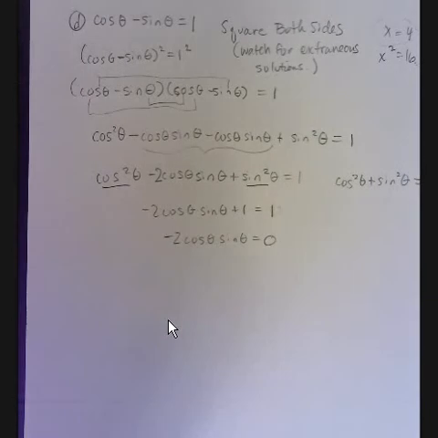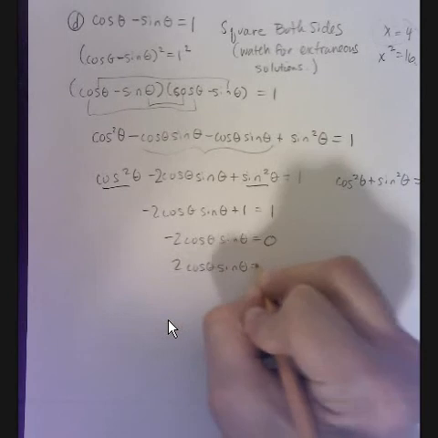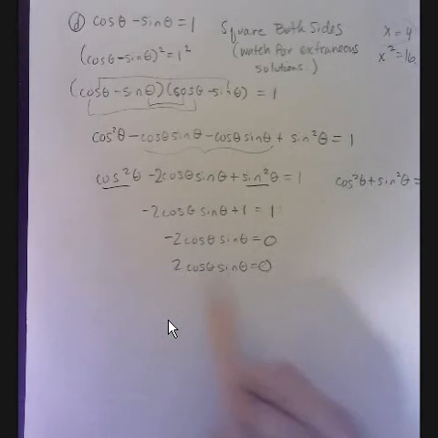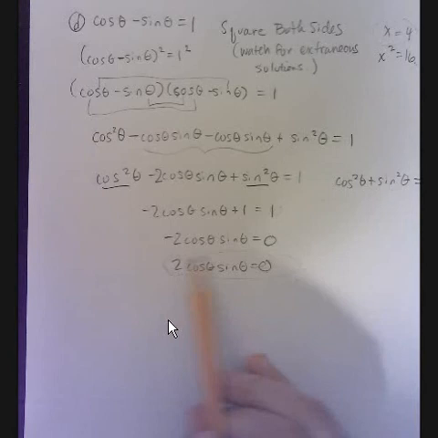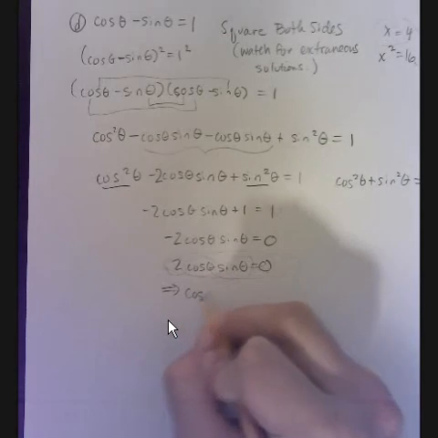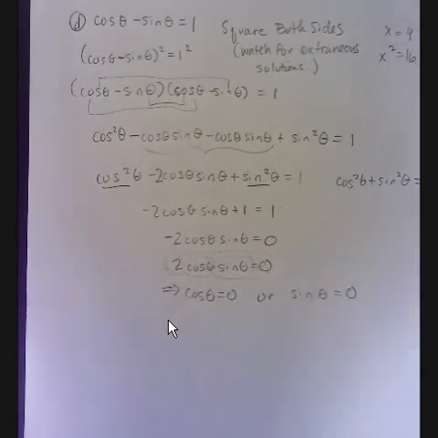Which is the same as 2 cosine theta sine theta equals 0. That negative doesn't really affect anything, and neither does the 2 for that matter. You could just divide the 2 off. So this is going to be true, right? Think about this equation here. You've got three numbers, 2 times cosine theta times sine theta. They're all multiplied together. This is only going to be true if either cosine theta equals 0 or sine theta equals 0. Right? The 2 isn't going to create a 0 there.